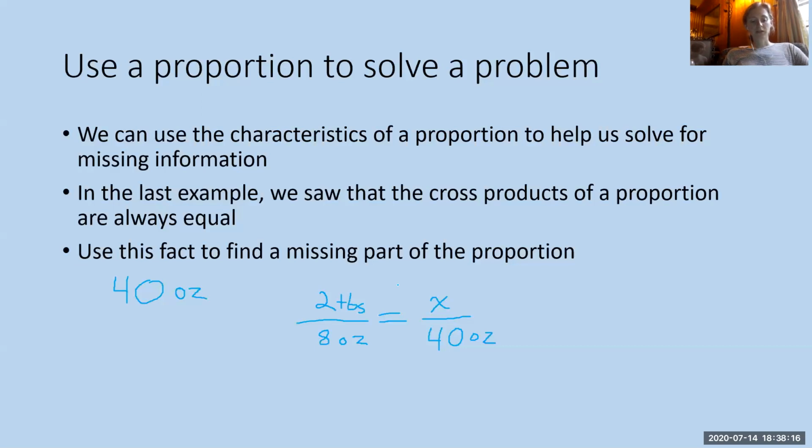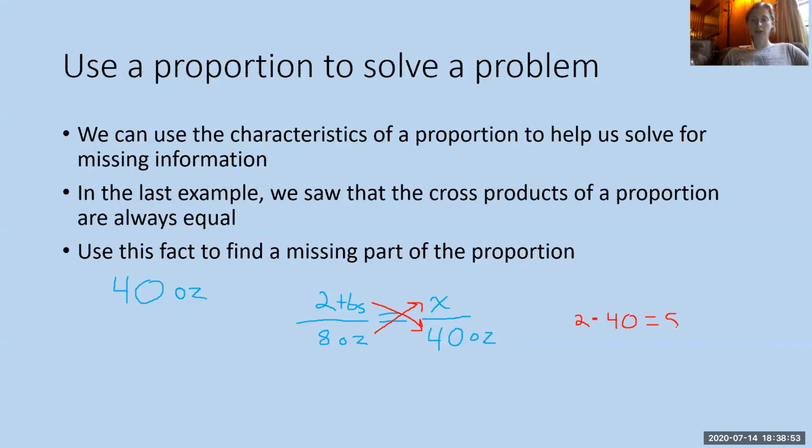So another way you can do it is to make use of that fact that the cross products must always be equal. So if this is a proportion, if Douglas is going to follow the recipe, then if we do 2 times 40, it should be equal to what we get when we do 8 times whatever that missing value is.